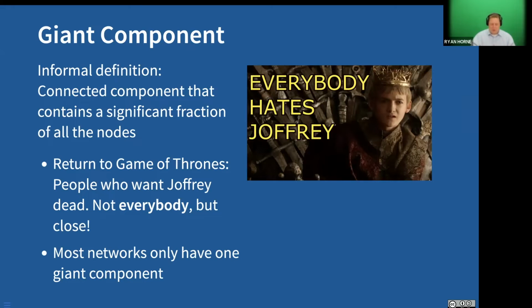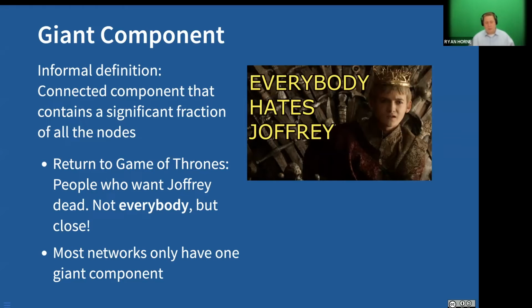Basically, everyone who views Game of Thrones hates Joffrey. The actor did a fantastic job. Now, in the context of the story, everyone hates Joffrey, except maybe for him and his mother. So we'd have a giant component of people who hate Joffrey, being most human beings, and a smaller component of people who actually care about Joffrey, maybe two people. That's what we're talking about with a giant component: something that connects most of the nodes, but not necessarily all of them.